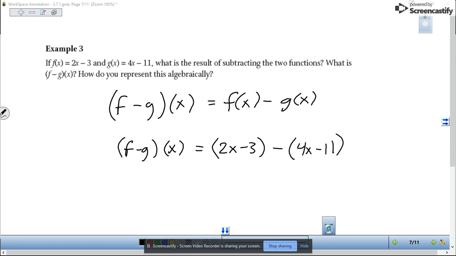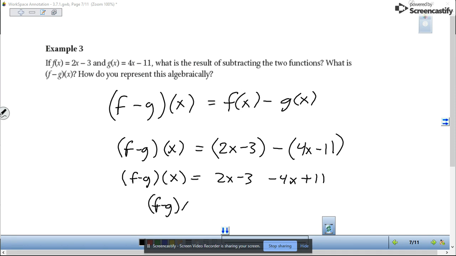Now, what's the thing that I can't forget to do here? I have to remember to distribute this negative all the way through that second term. All right? So, that is 2x minus 3 minus 4x plus 11. It has to go through both of them. And then from there, it's just a combine like terms sort of deal. All right? So, that's f minus g of x equals 2x minus 4x, which is negative 2x, and then negative 3 plus 11 would be 8. So plus 8. That's your final answer. Okay?